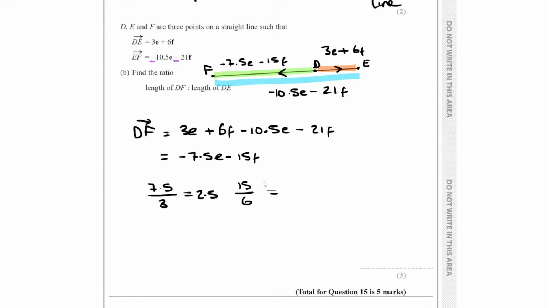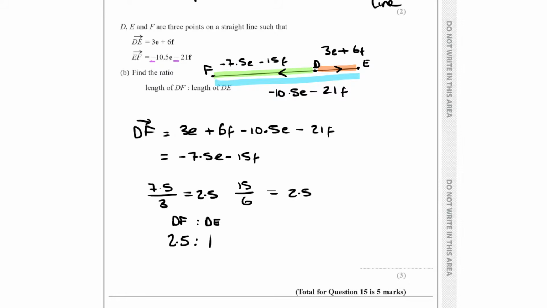But 15 divided by 6 would be the exact same answer. The scale is 2.5, sorry. Now, how do I make that into a ratio? Well, the 2.5 is obviously the bigger side, isn't it? I can see that clearly. So DF to DE, if DE is just 1, then the other one would be 2.5.